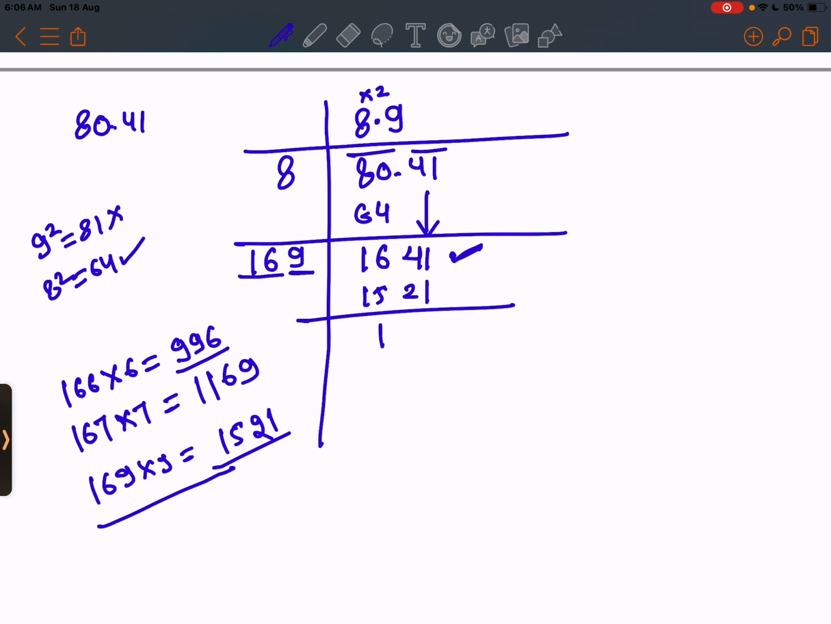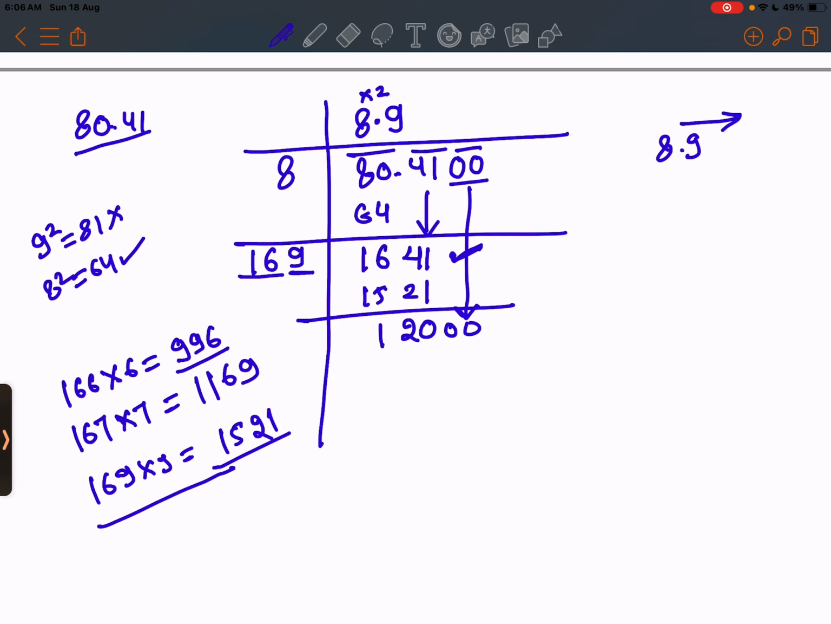The remainder would be 120, and further, if after 8.9 we want more decimal values in the square root, we have to insert a pair of zeros here. When we put zeros here in a pair, there is no effect on the value of 80.41, so we can insert them.